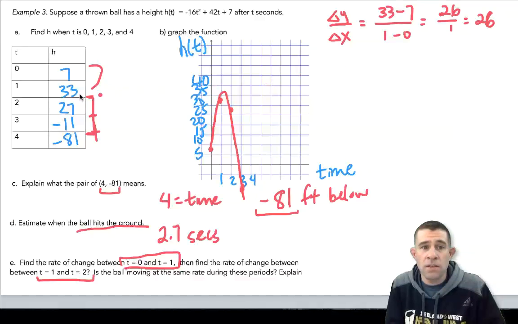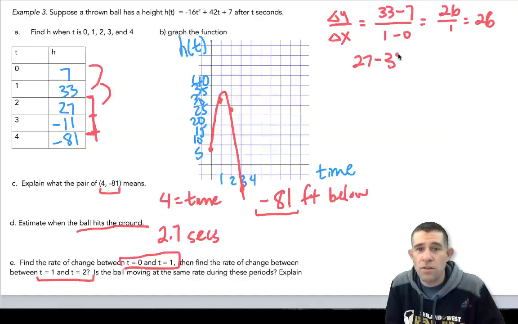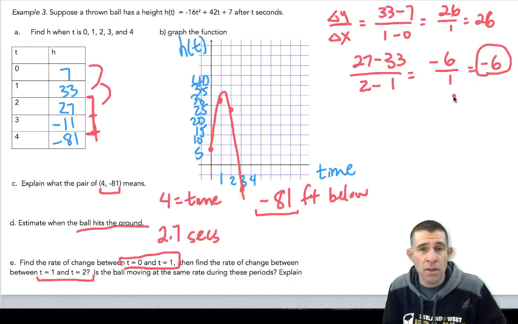Now our second slope comes from when t is 1 and 2. So now we'll take our change in y, which is 27 minus 33, and divide that by 2 minus 1. So when we do that, we get negative 6 on the top, and a positive 1 on the bottom. So now our slope, or our rate of change, is negative 6 feet per second.